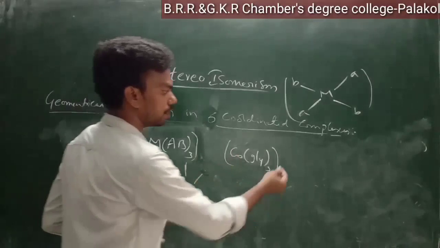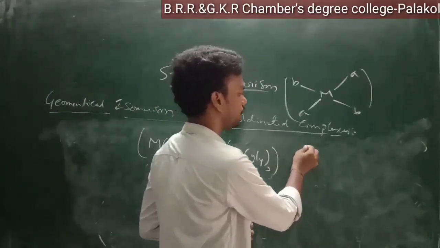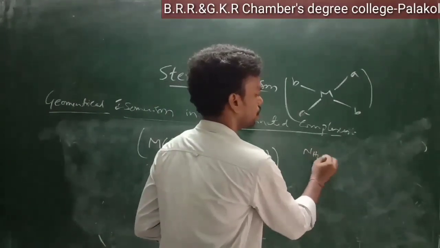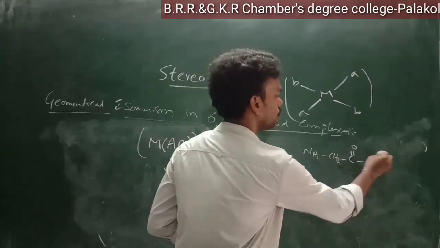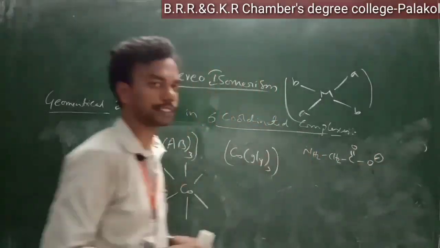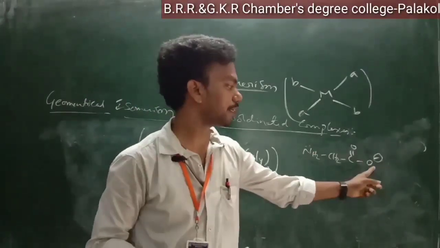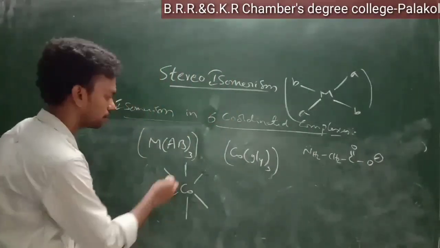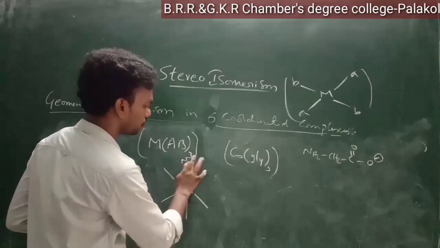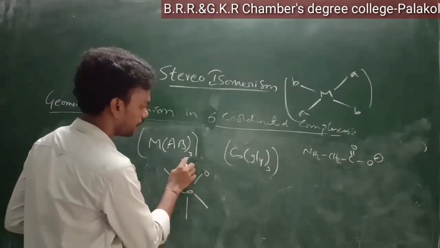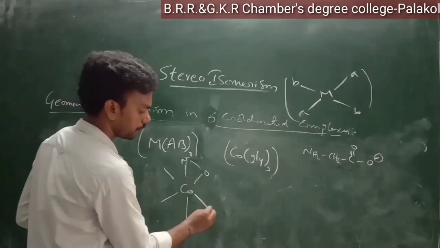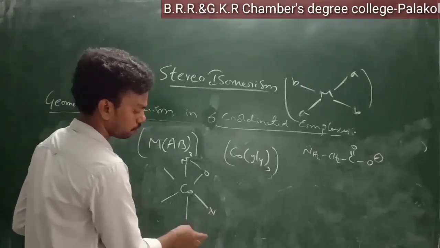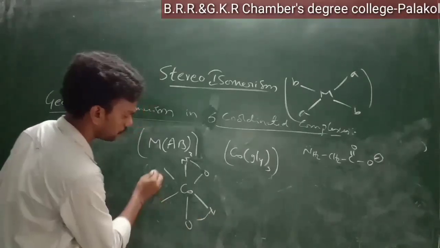Co. So glycine, what is the structure of glycine? NH2, CH2, C double bond O minus. Okay, this is glycine. Nitrogen, one donor site, oxygen, another donor site, right? So nitrogen and oxygen. Okay, NH2, CH2, C double bond O. Nitrogen, NH2, CH2, and O.